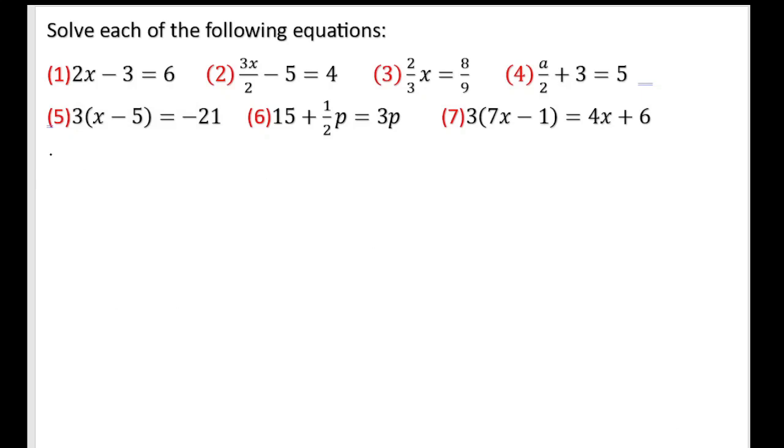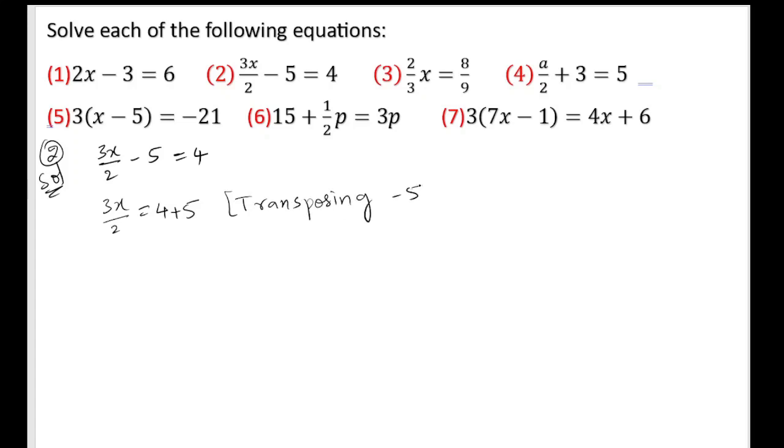Now let us solve the second bit. The given second bit is 3x by 2 minus 5 is equal to 4. As I have already told you, we want variables on the left hand side, so we will remove this minus 5 from here. For that we need to transpose this minus 5. So let us write down 3x by 2 is equal to 4 plus 5. How did we get this? By transposing minus 5 to RHS. Now we can write 3x by 2 is equal to 4 plus 5, that is 9.